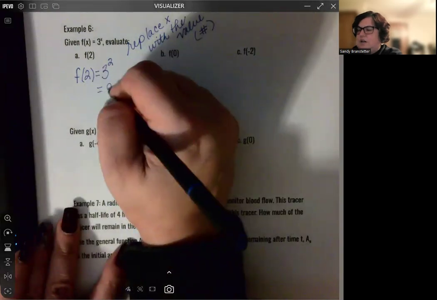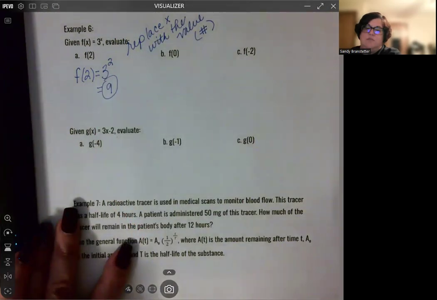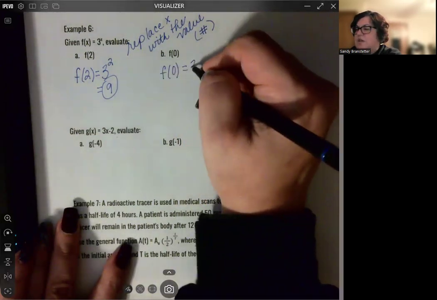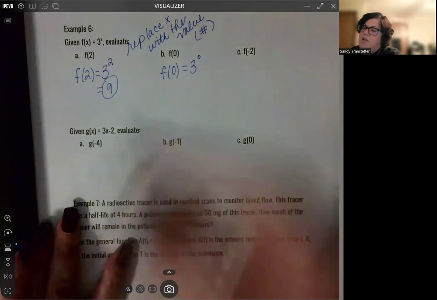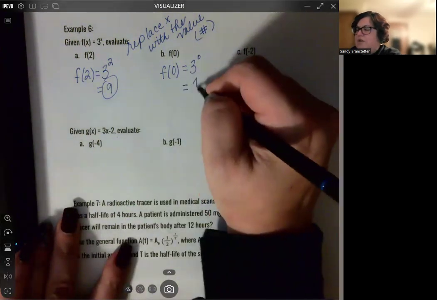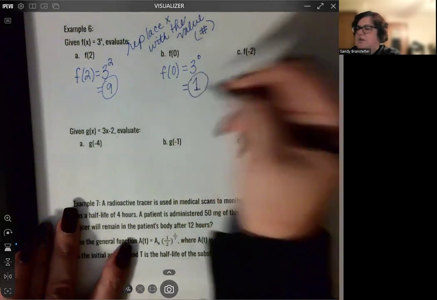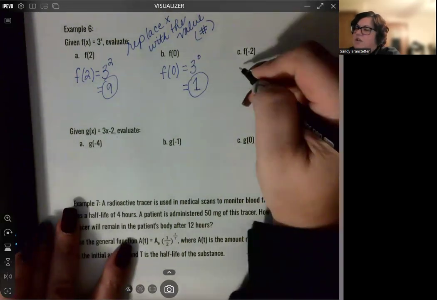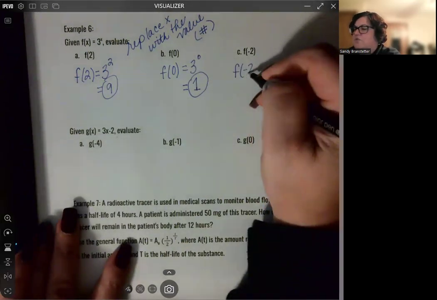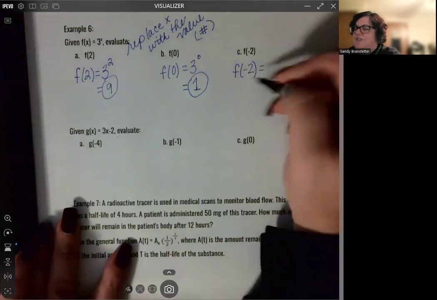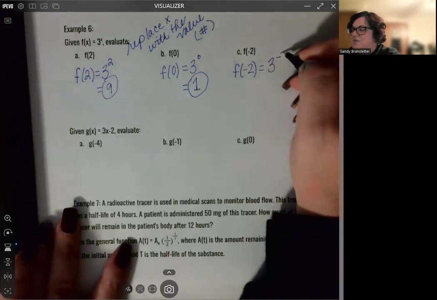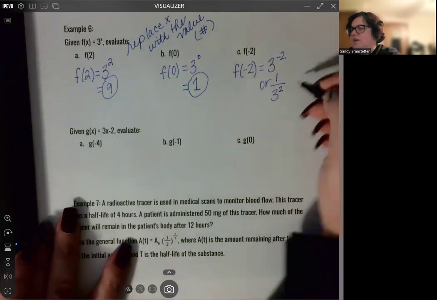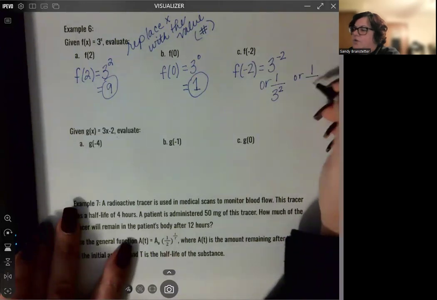3 squared is 9, 3 times 3. F of 0 then means to take 3 to the 0 power. Any number to the 0 power is equal to 1 by definition. You also can do these on your calculator and it should work out. And then f of negative 2 is 3 to the negative 2 power, and that's really the same as 1 over 3 squared, or 1 over 9.